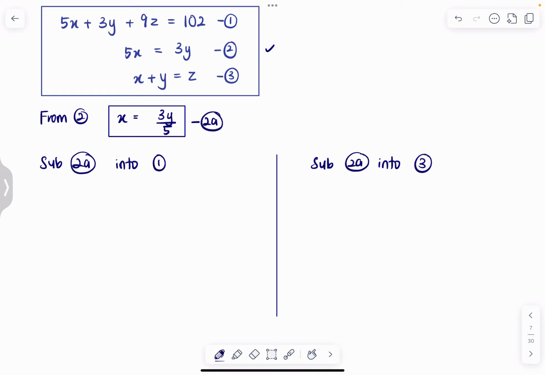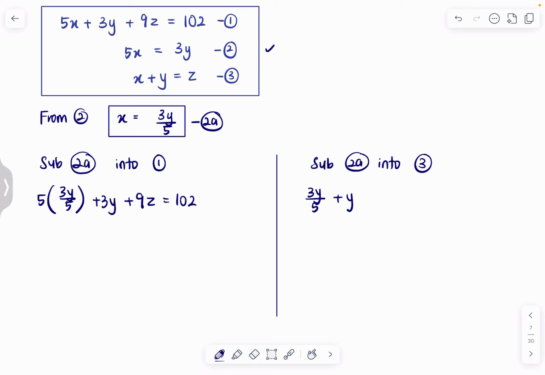Okay, you cannot sub it back into 2 lah. That will be counterproductive. Right. So we know x is this, we can sub it into here. So 5x plus 3y plus 9z is 102. And then here we sub the x into here. So we get 3y over 5 plus y equals to z.